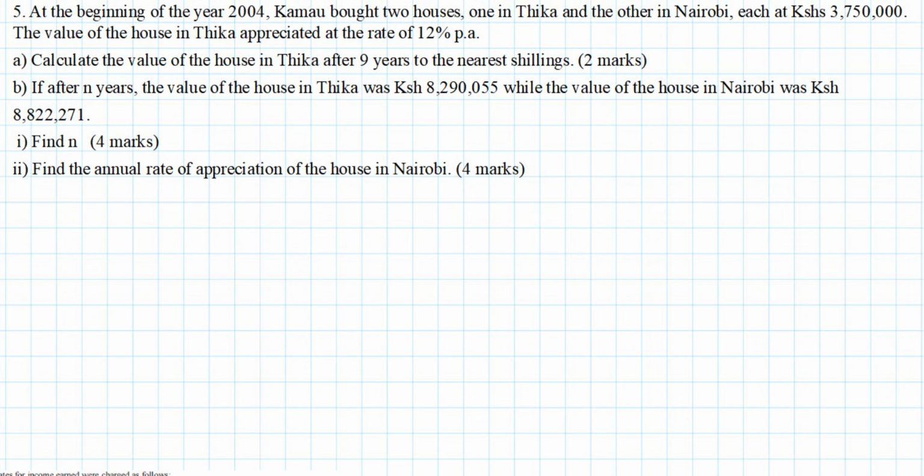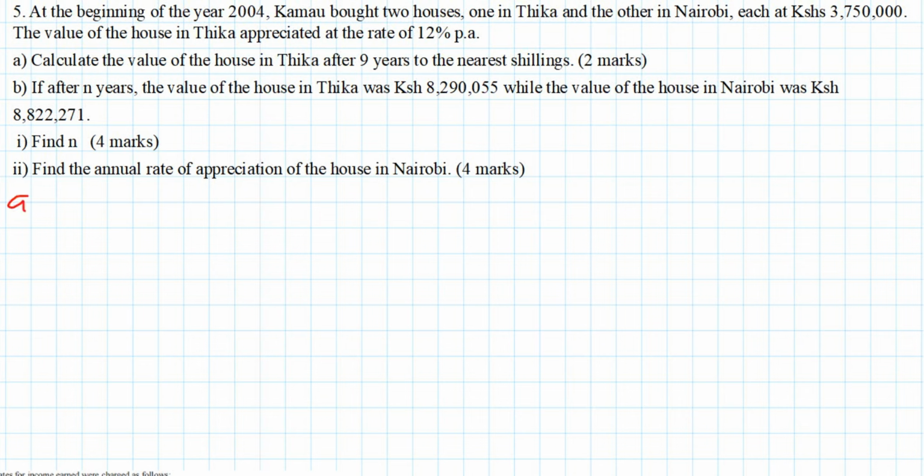Then part A, we are told, calculate the value of the house in Thika after 9 years to the nearest shillings, and you get 2 marks. Part B, we are told, if after n years the value of the house in Thika was 8,290,055, while the value of the house in Nairobi was 8,822,271. So Roman 1, we find the value of n, 4 marks, and then Roman 2, we shall find the annual rate of appreciation of the house in Nairobi. And there we also get 4 marks.